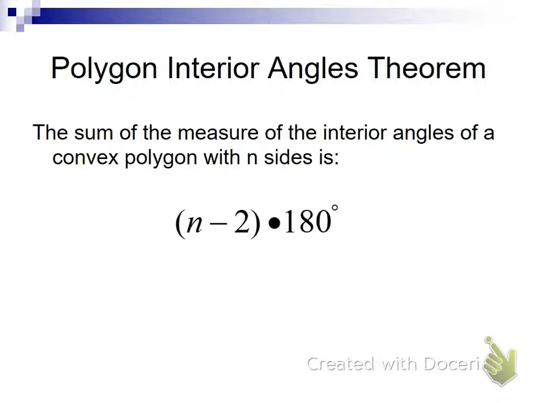For today, our first big idea is to talk about the interior angles theorem for polygons. So interior, meaning inside. The sum, also a big idea here, the sum of the interior angles of a convex polygon with n sides is (n minus 2) times 180.